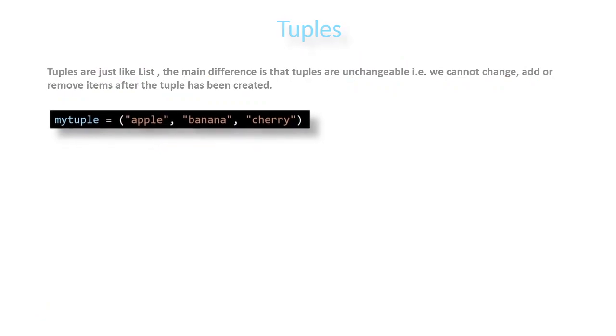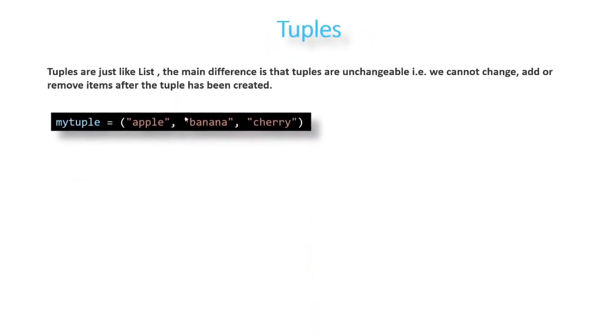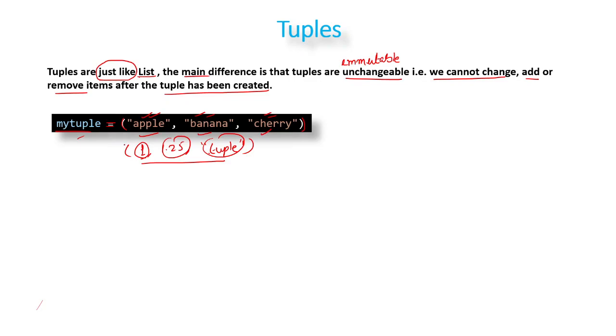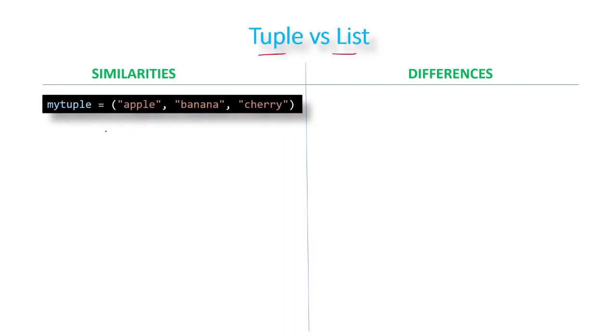Now let's see some similarities and differences between tuple and list. That was how we create a tuple and how we initialize it, all those things. Now let's see the similarities and differences. So see, this is how we define a tuple.